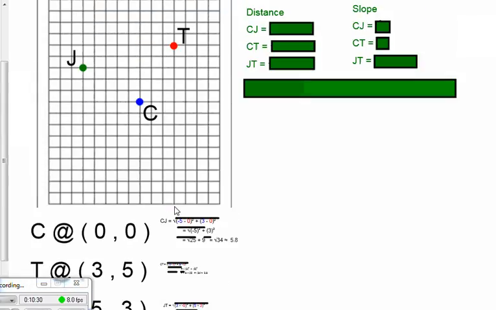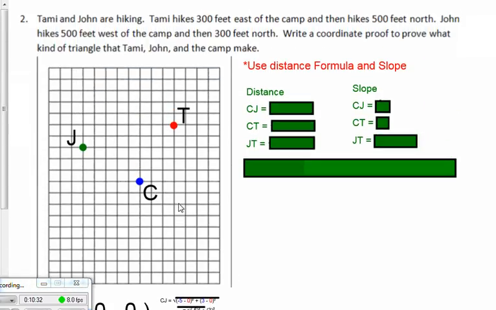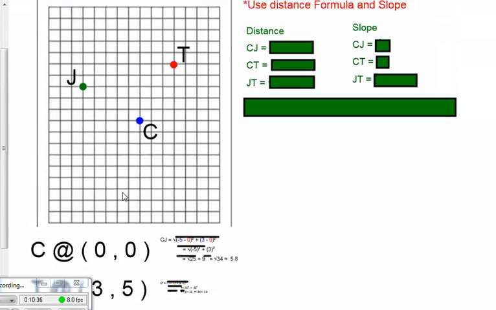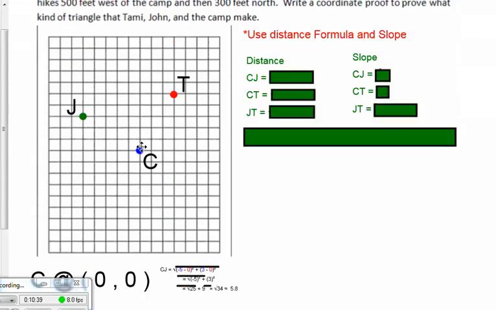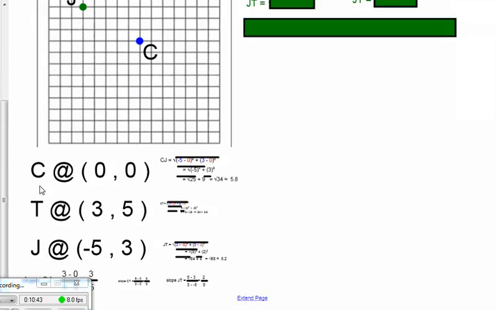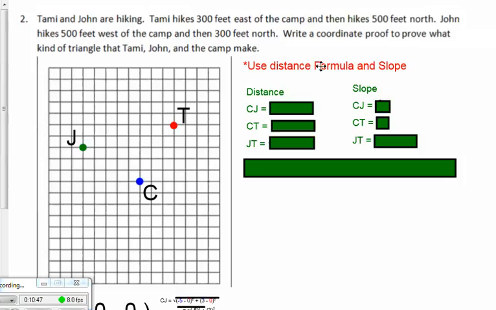That would just make your distances really, really big. Let's just remember that these are all in hundreds, so we can just call them 3 and 5 and negative 5. Okay, so now we have our points, our coordinates. We wrote down, again, where each of those points is. For this case, we're going to need to use the distance formula and our slope formula.